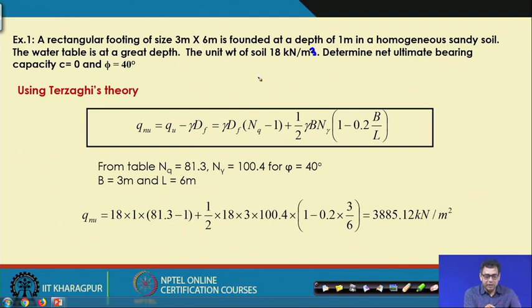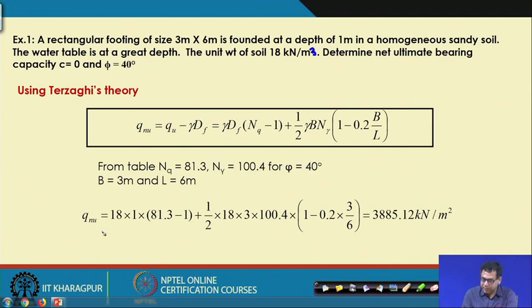For the first theory, Terzaghi's bearing capacity theory, the net ultimate will be ultimate minus gamma Df, and Df, the depth of the foundation, is 1 meter. This is the equation, and we are taking Nq minus 1 because the gamma Df is common for the q term. From Terzaghi's table, Nq is 81.3 and N gamma is 100.4 for phi equal to 40 degrees, with B equal to 3 meters and L equal to 6 meters.